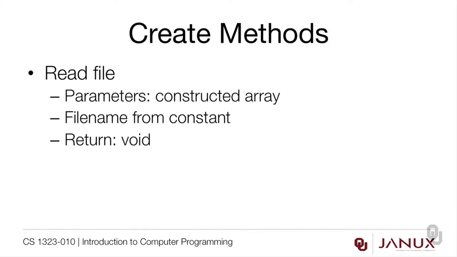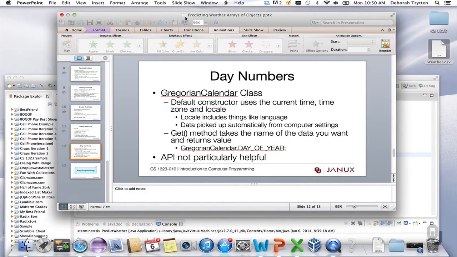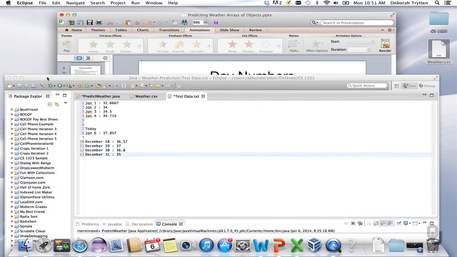We're going to need to read the file. The parameter for that will have to be the constructed array. And then we're going to have to read the file name. We'll get a constant for that. And of course, the return type will be void because the parameter of the array will be returning the data. We're also going to need a method to calculate the temperature. So the array with the data will have to be a parameter. And of course, we'll need to know what index it is. And it's going to return a double with the average temperature. So let's go and take a look at Eclipse.